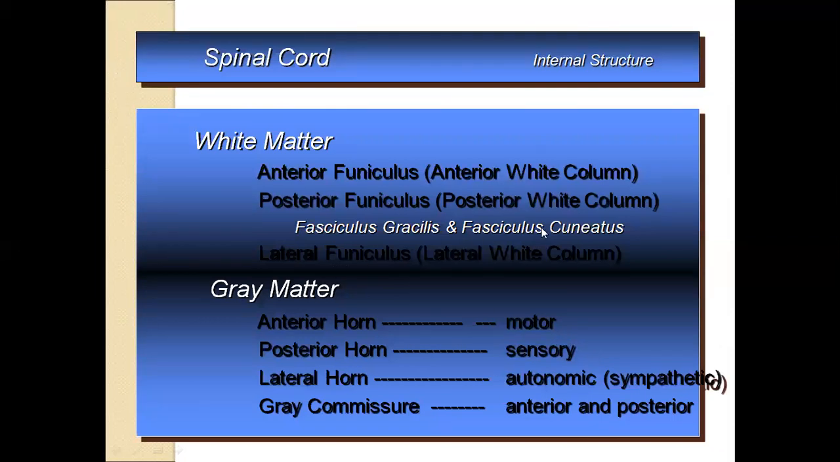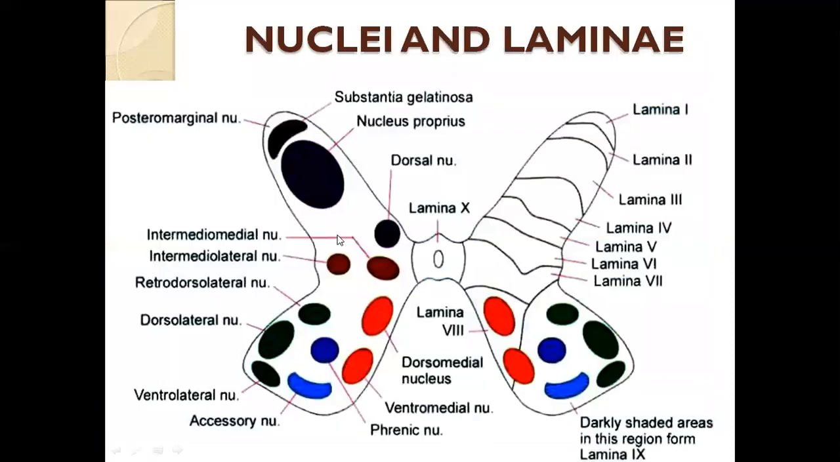Now, the white matter is divided into anterior white column and posterior white column, also called anterior and posterior funiculus, and the lateral white column. In the gray matter, we have the anterior horn, which is motor, the posterior horn, which is sensory, and the lateral horn, which is autonomic, sympathetic. Then we have the gray commissure, both anterior and posterior. These are the nuclei which you have already studied in physiology. Here it will be a review for you. This is our anterior horn and this is the posterior horn.